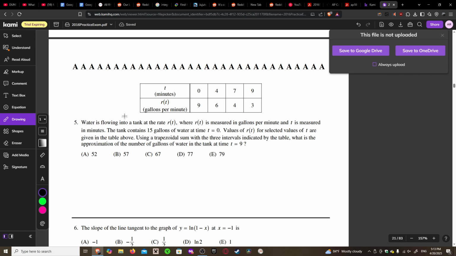Water is flowing in the tank at a rate of R of T, where R of T is measured in gallons per minute and T is measured in minutes. The tank contains 15 gallons of water at time t equals 0. Values of R of T for selected values of T are given in the table above. Using a trapezoidal sum with 3 intervals indicated by the table, what is the approximation of the 3 subintervals? So there's 1, 2, 3.